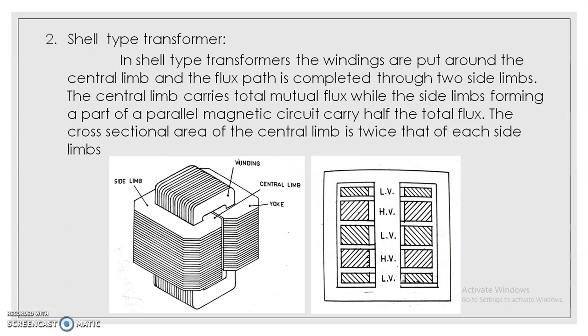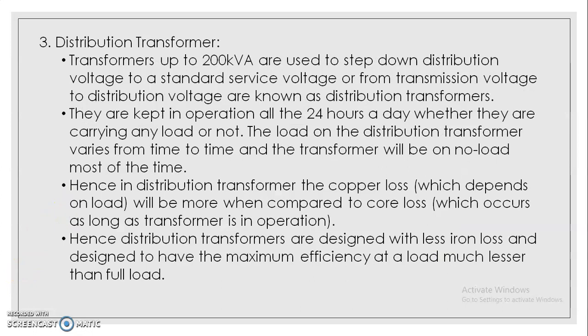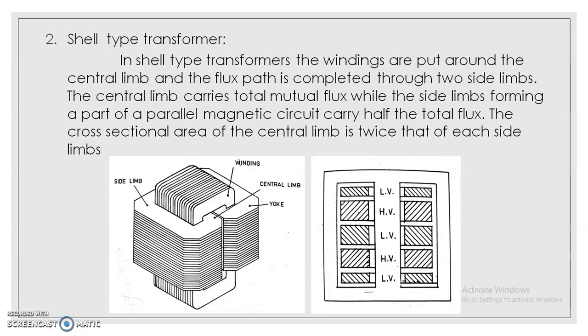In the shell type transformer, the windings are put around the central limb. In the figure you can observe that side limbs are mentioned and central limb is also indicated. On the central limb the windings are placed around it, and the size of the central limb is always twice that of each side limb, which creates a parallel magnetic circuit which carries half of the total flux.